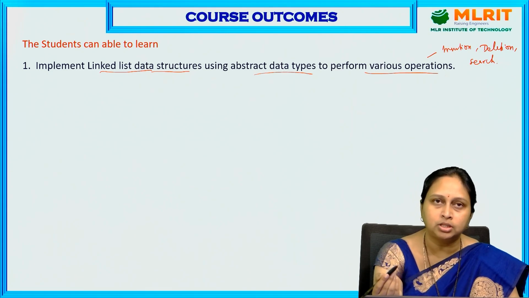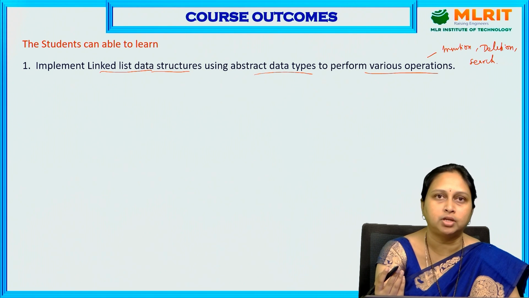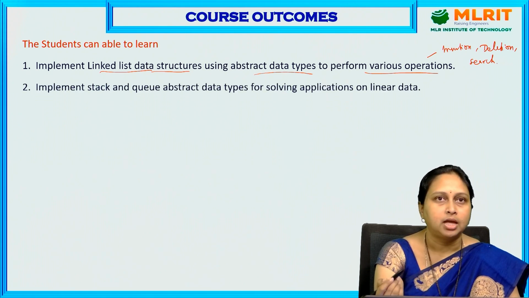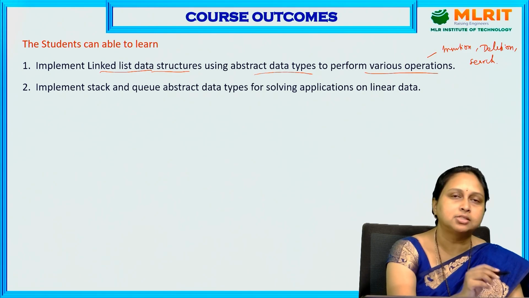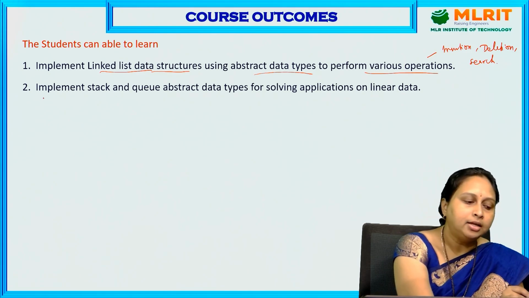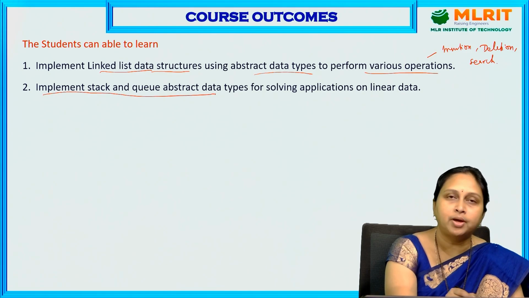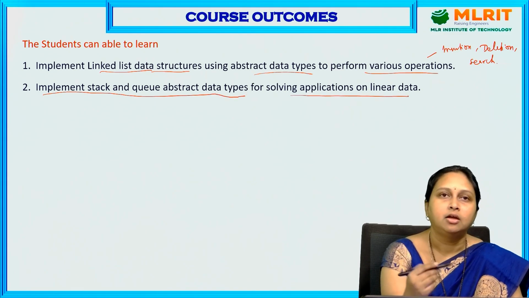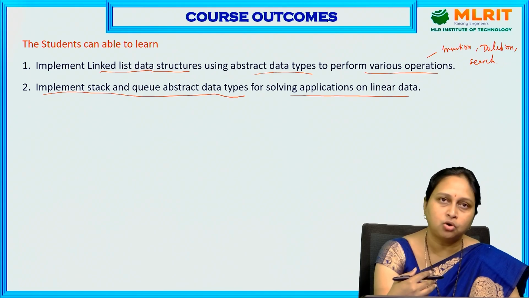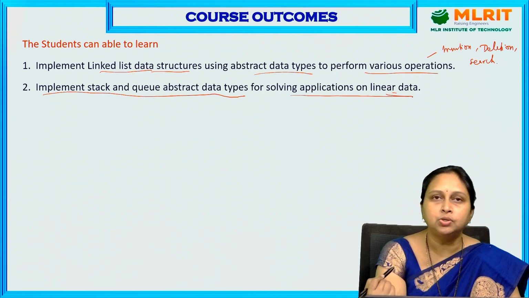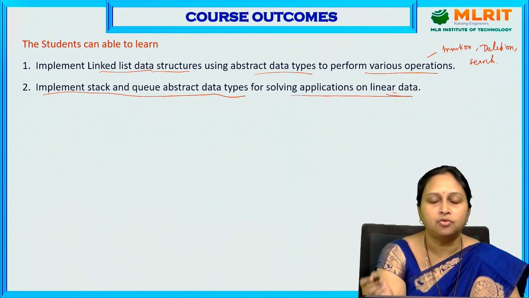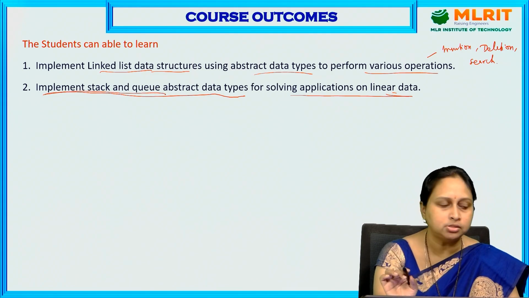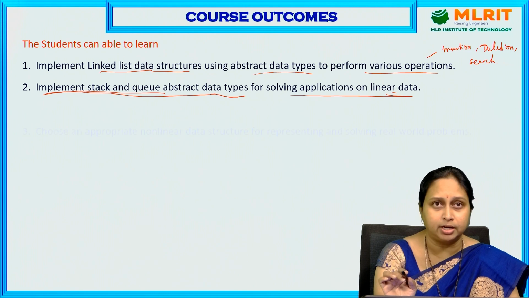All these operations can be performed using the linked list. We have seen about the linked list, and we have 3 different types of linked list. By using that, he can implement all these operations. In the second unit, we discussed stacks and queues, right? Here also, implement stacks and queues using abstract data types for solving applications on linear data. When you look at the classification of data structures, stacks and queues come under linear data structures, where the student can implement these operations using abstract data types.